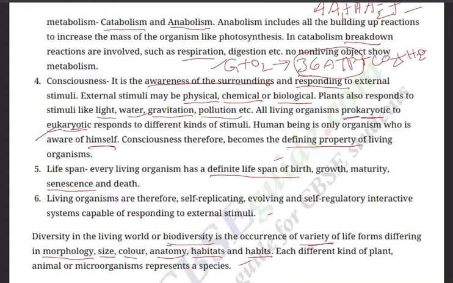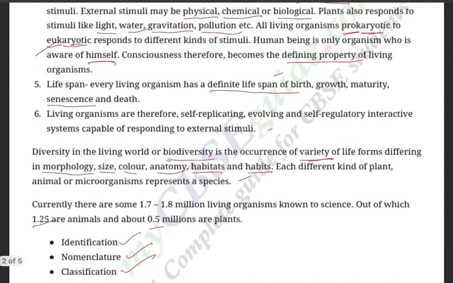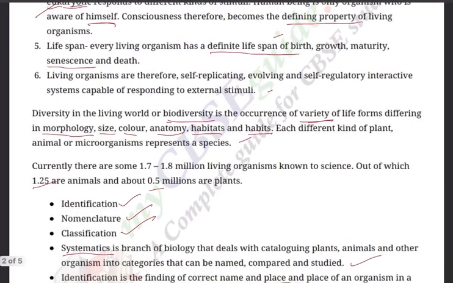So diversity in the living world, or biodiversity, is the occurrence of a variety of life forms differing in morphology, size, color, anatomy, that is internal structures, habitats and habits. See, habitat and habit. Each different kind of plant, animal or microbe represents a species. Currently there are, as we discussed, 1.7 to 1.8 million living organisms known to science, out of which 1.2 million are animals and about 0.5 million are plants.